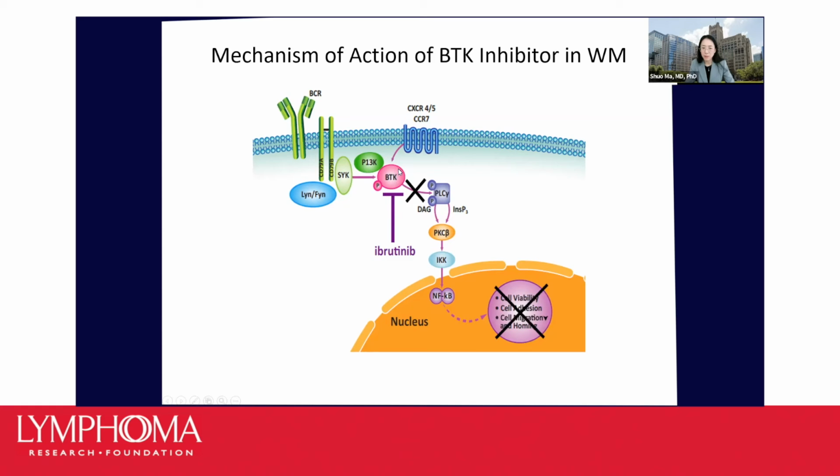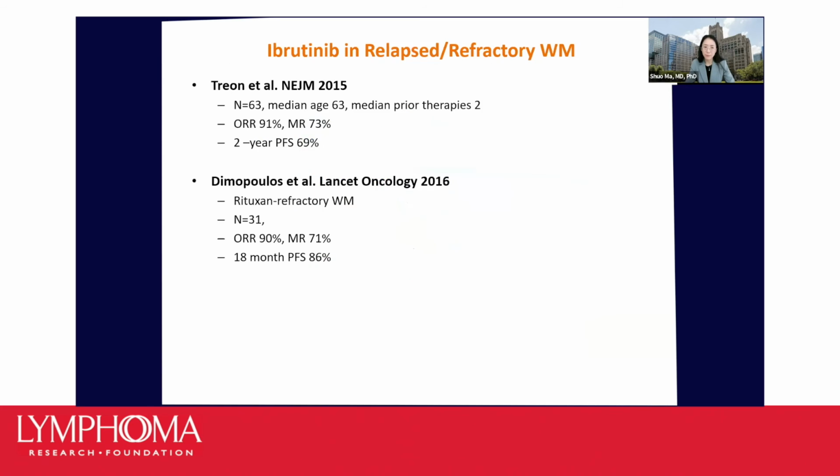So by blocking BTK using agents such as Ibrutinib or Zanubrutinib, which work the same way, you can block the crosstalk between the tumor cells and the supportive environment they live in. That can lead to the tumor cells going through cell death, reduce their proliferation, and reduce the production of the IgM protein.